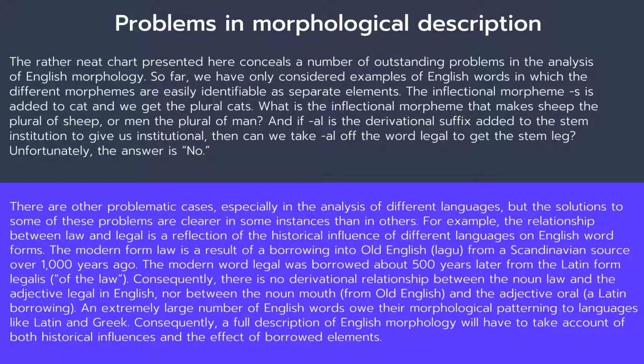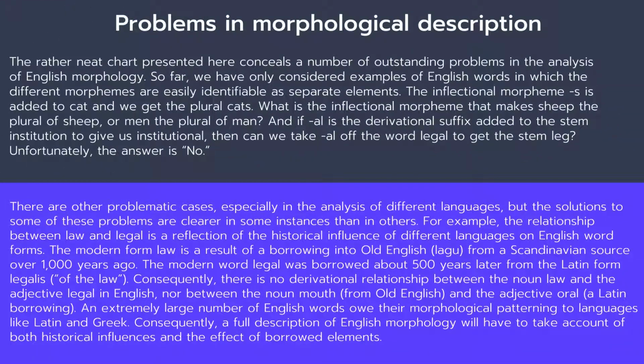What is the inflectional morpheme that makes sheep the plural of sheep, or men the plural of man? And if -al is the derivational suffix added to the stem institution to give us institutional, then can we take -al off the word legal to get the stem leg? Unfortunately, the answer is no.